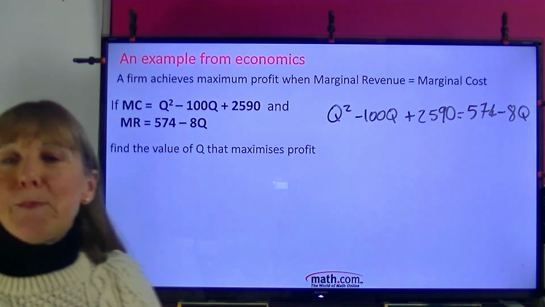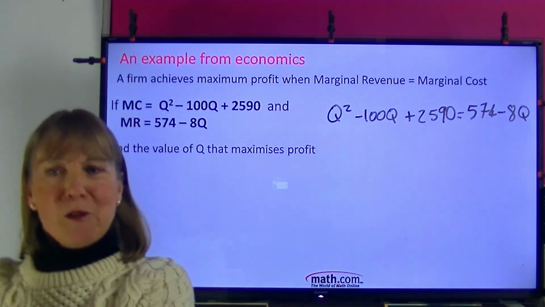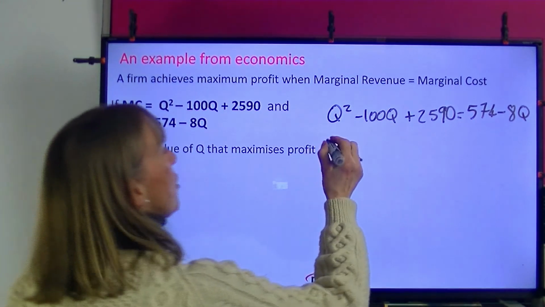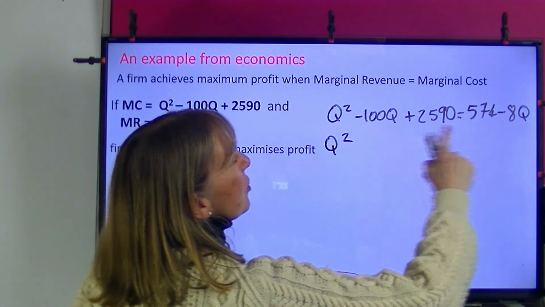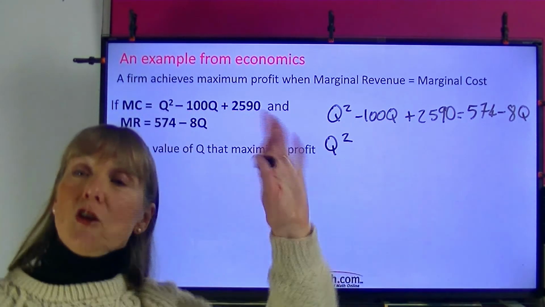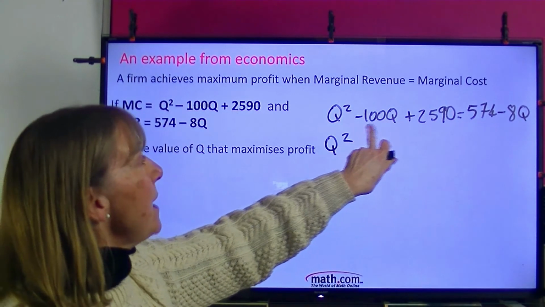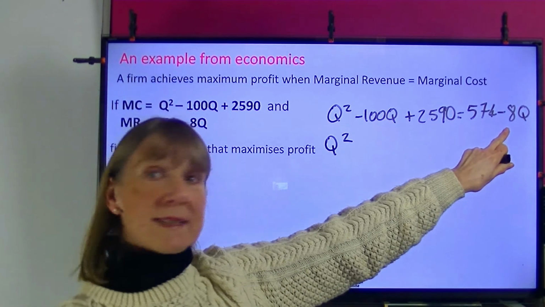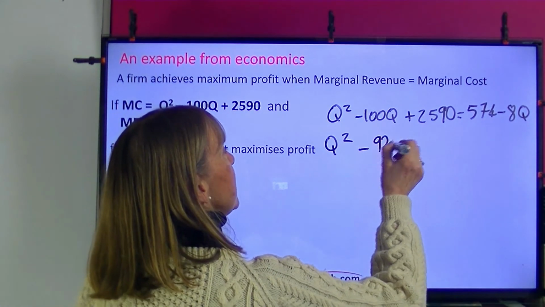So this A, B, and C idea only works if everything is on one side and 0 is on the other side. So we've got our q squared, and we've got minus 100q and minus 8q. So we're going to bring that minus 8q over, and that's going to become positive, isn't it? So we're going to have minus 100q plus 8q. So now we're only going to have minus 92q.